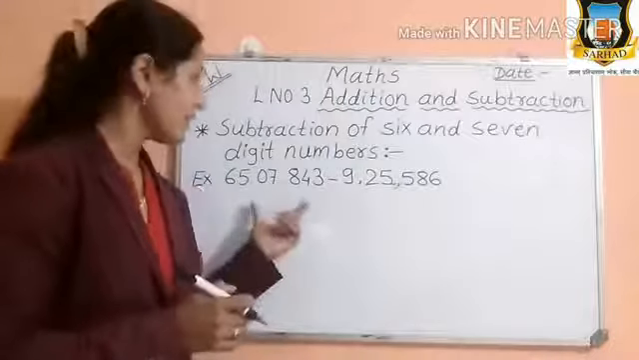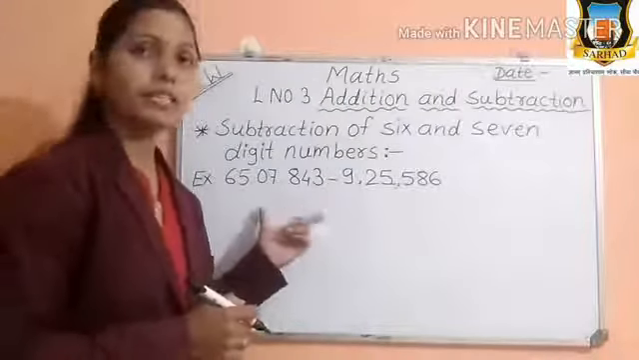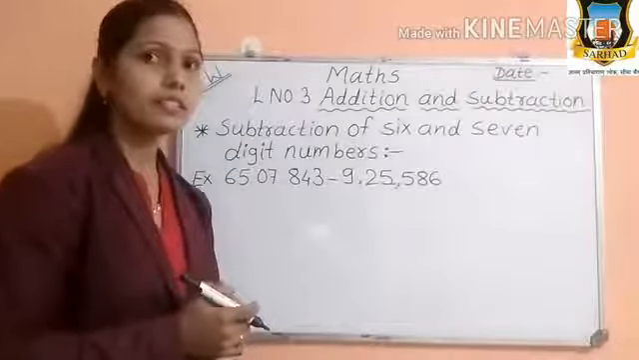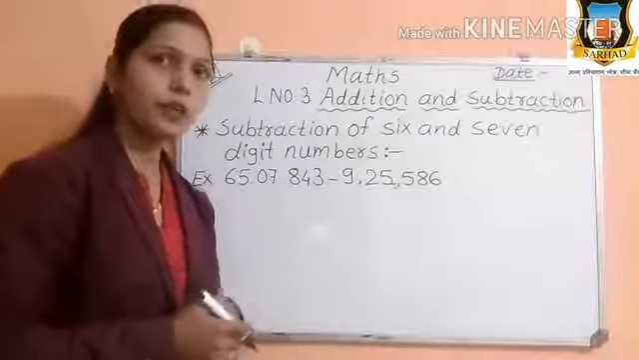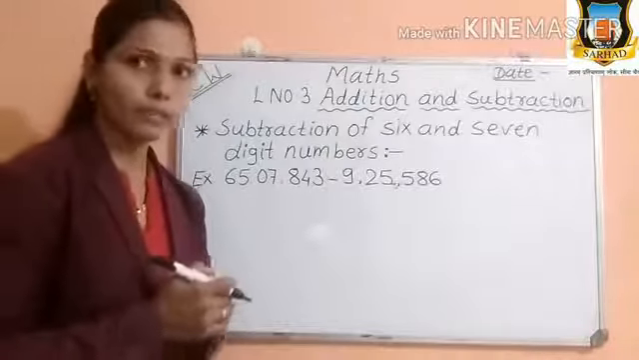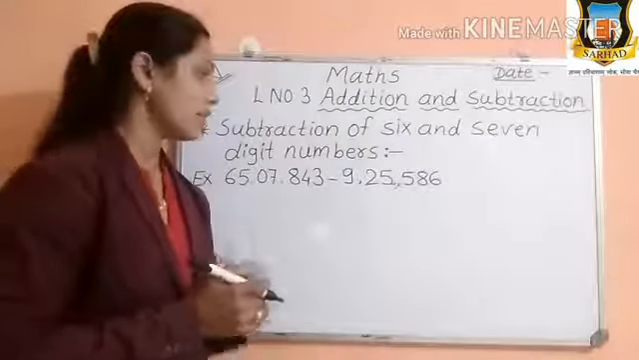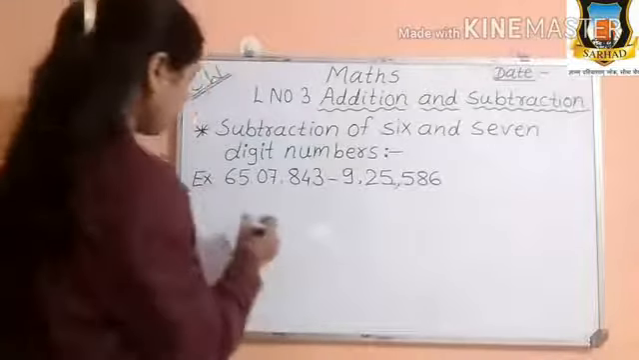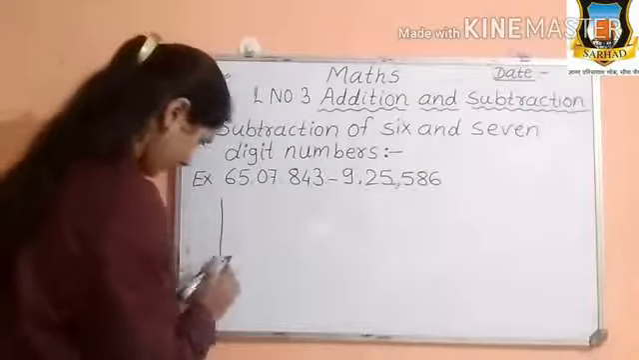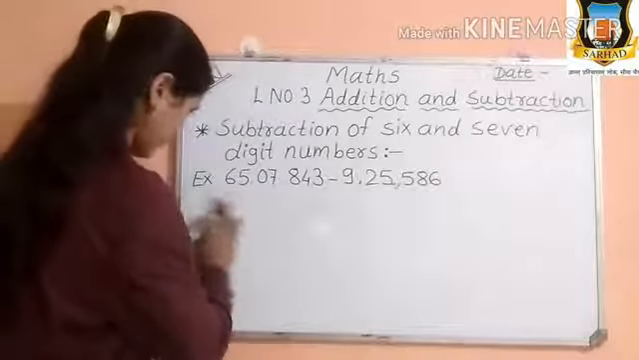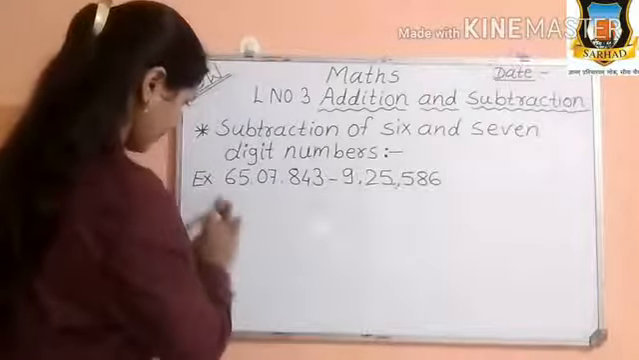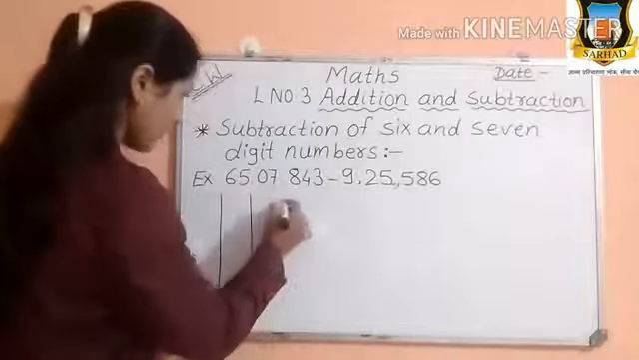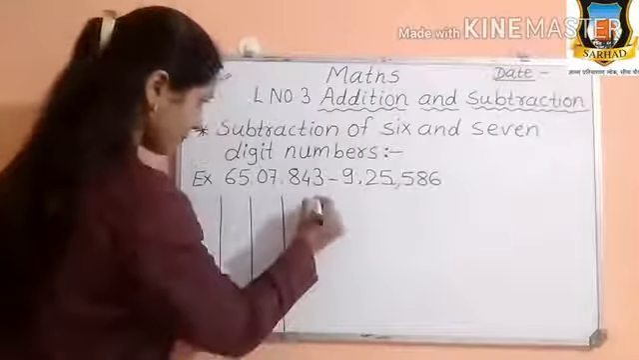Firstly, let's see. Here is a 7 digit number, and here is a 6 digit number. Now we have to make columns for the subtraction, like we did for the addition. Seven columns we have to make here.